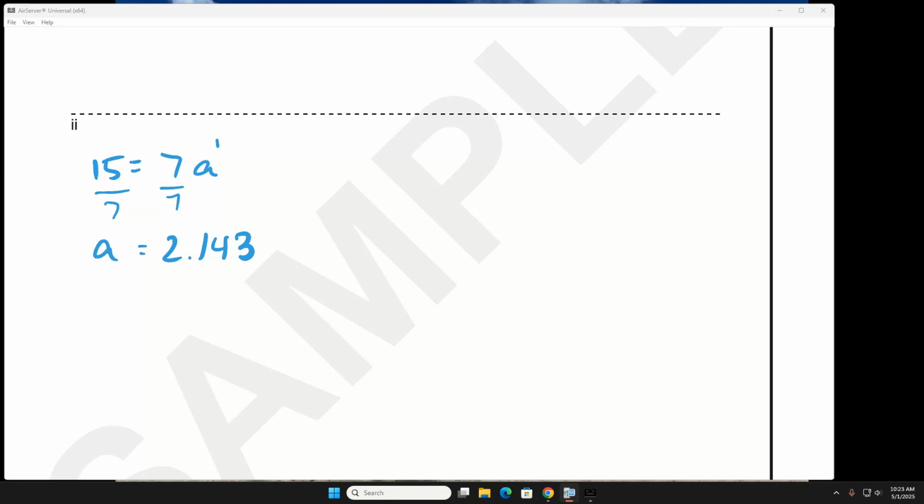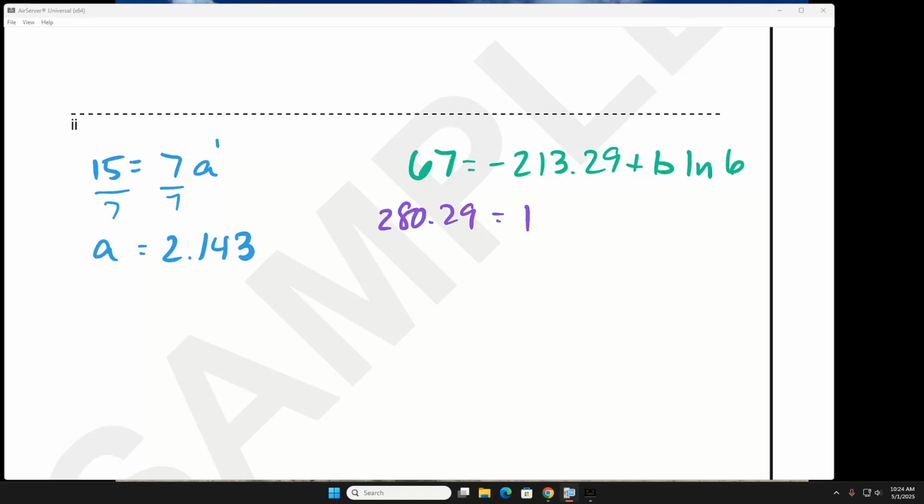All right, and then the other one we're going to use to find B. Now sometimes when you do this, you have to plug in the A to find the B, and this one they didn't write it that way, so it's fine. All right, so I'll start off by adding the 213.29 to 67. And then we'll divide by the natural log of 6.